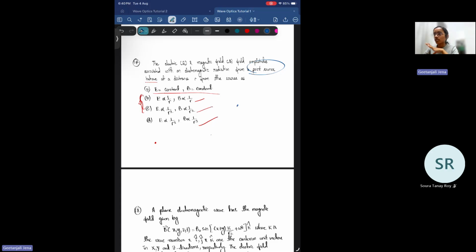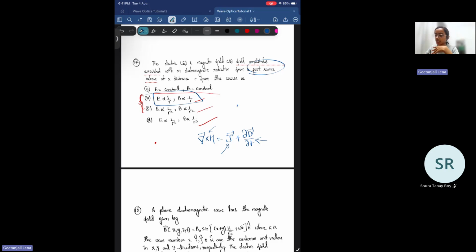If you recall Maxwell's fourth equation, the Ampere's law, curl of H is J plus dou D by dou t. So for magnetic field, we need a current source or we need a time varying electric field. Only then we will get a magnetic field. So because it's a point source, not a point charge, I think the answer will be this one. So a point source will emit a spherical wavefront.